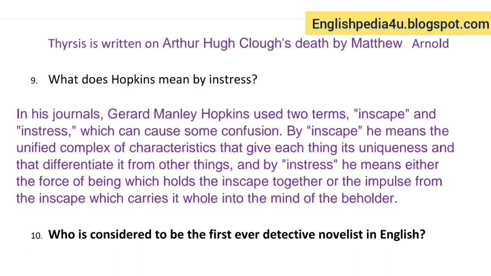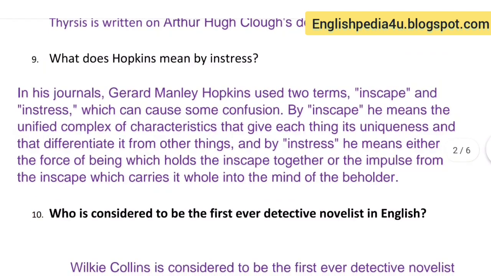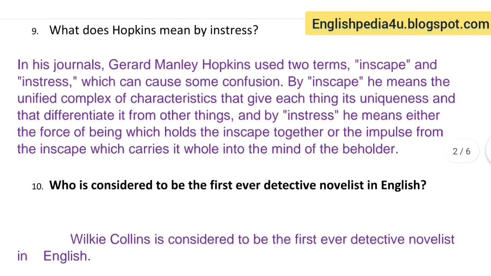What does Hopkins mean by instress? In his journals, Gerard Manley Hopkins used two terms, inscape and instress, which can cause some confusion. By inscape he means the unified complex of characteristics that give each thing its uniqueness and that differentiate it from other things, and by instress he means either the force of being which holds the inscape together, or the impulse from the inscape which carries it whole into the mind of the beholder. So this is what Hopkins means by instress.